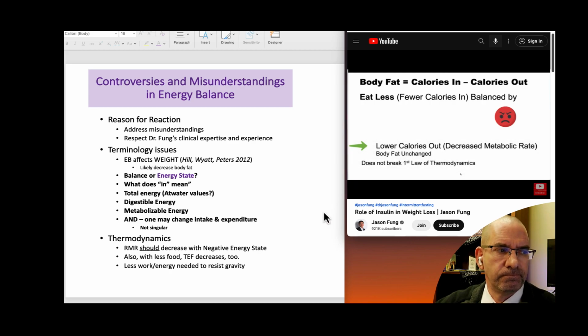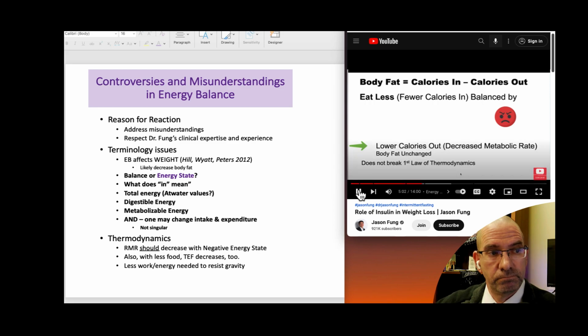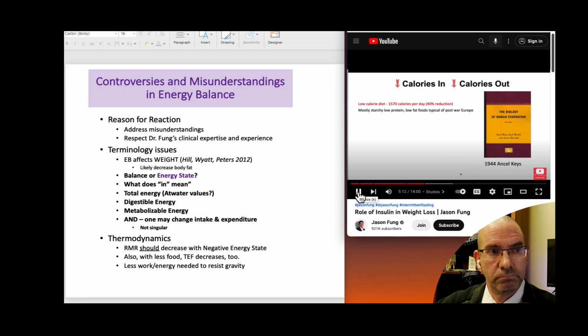And this does not break the first law of thermodynamics, which is usually thrown out there as proof that eating less causes lower body fat. In fact, there is no such equation that says that. There are three variables. So reducing calories in can either reduce body fat or reduce metabolic rate. Both are equally possible. And which one happens? Well, let's look at the studies.